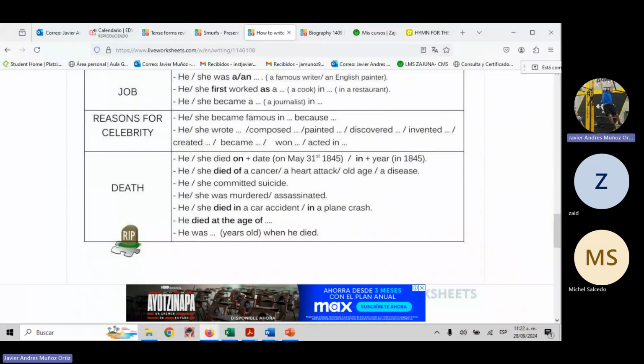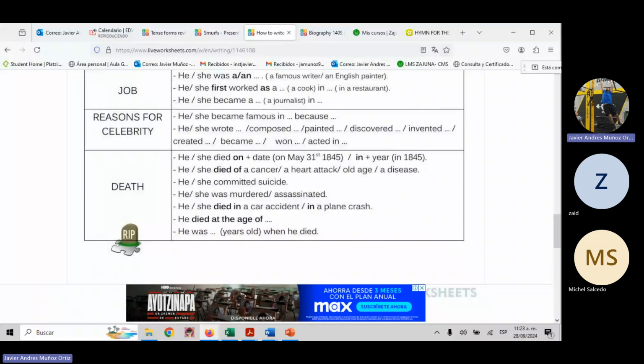So, what did he do? What was his or her activity, and why was he or she important for us in terms of history? Example of this: she first worked as a cook in a restaurant, but then she became a journalist, for example, right? This is a possibility. Related to the job of this person, we could talk about the reasons for him or her to be a celebrity in our opinion. Why is he important in our opinion? So this person is famous because he abolished slavery in the world, maybe, right?